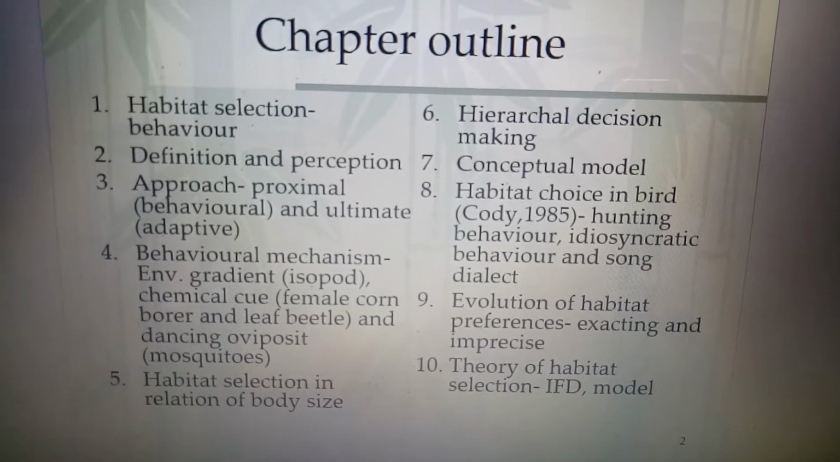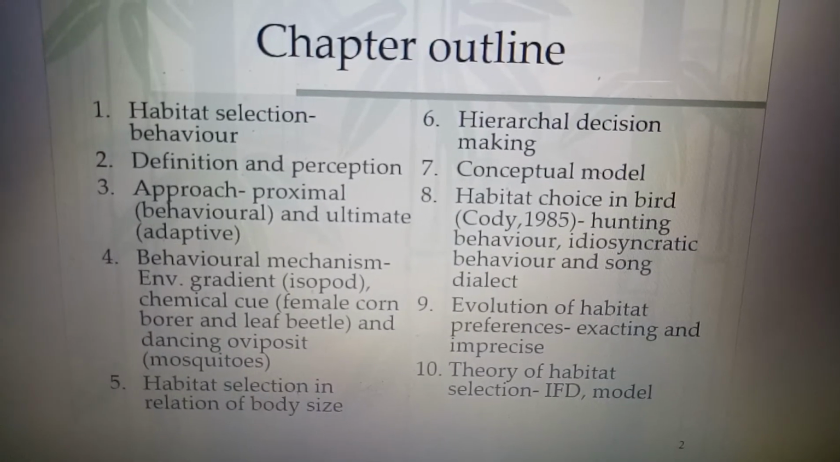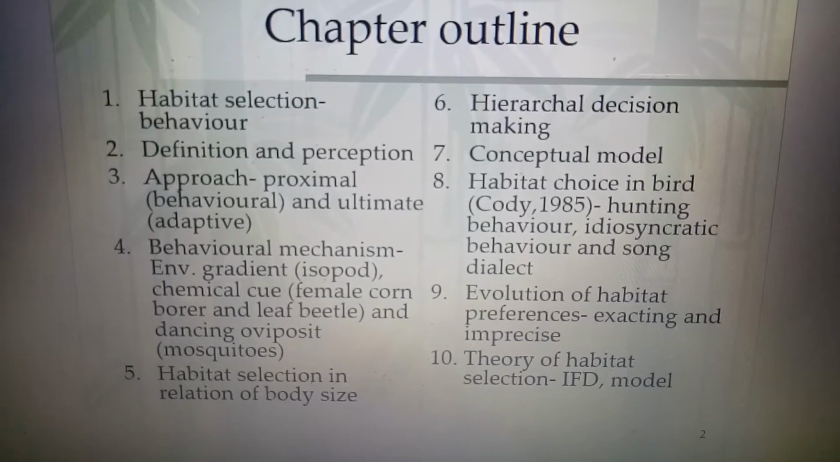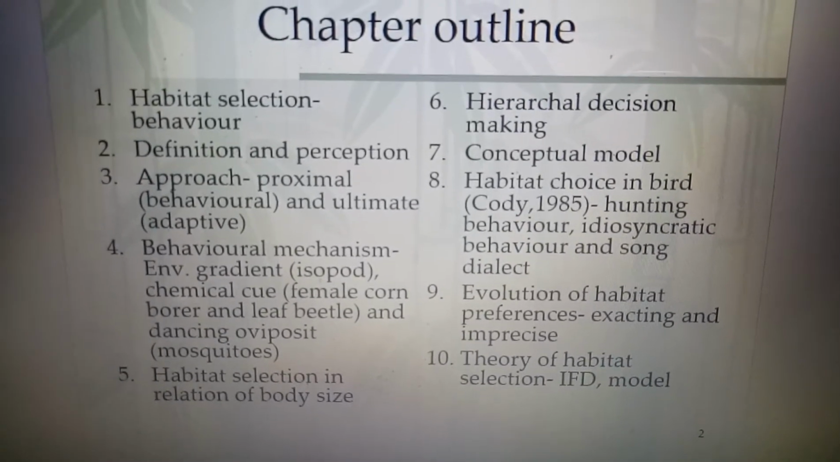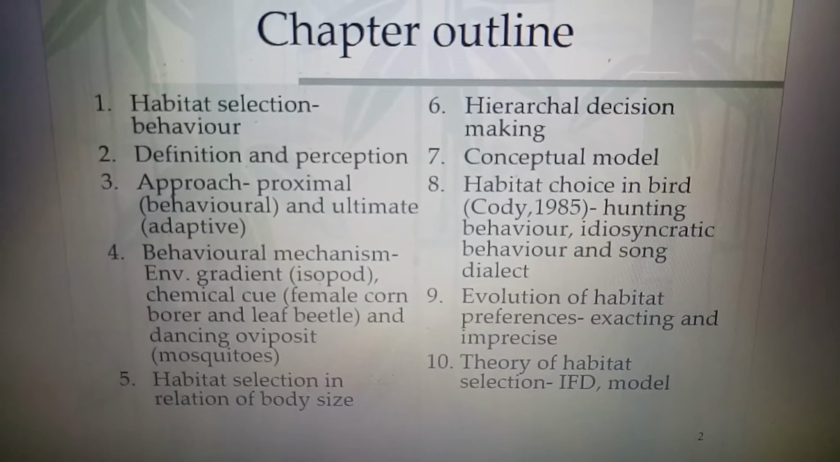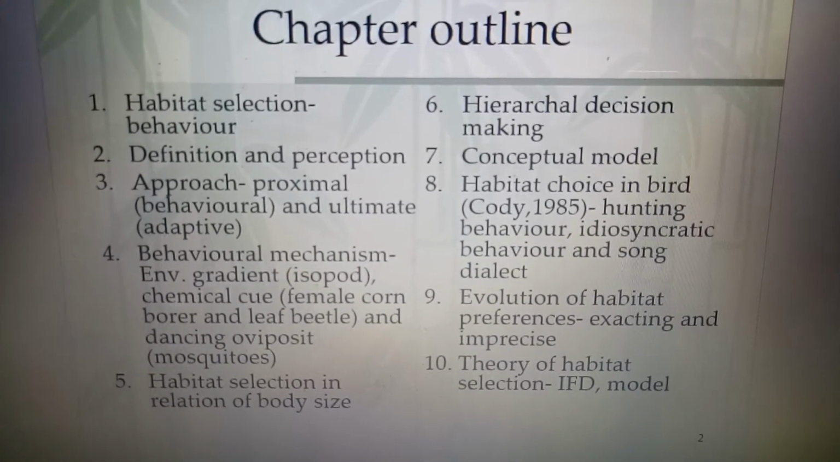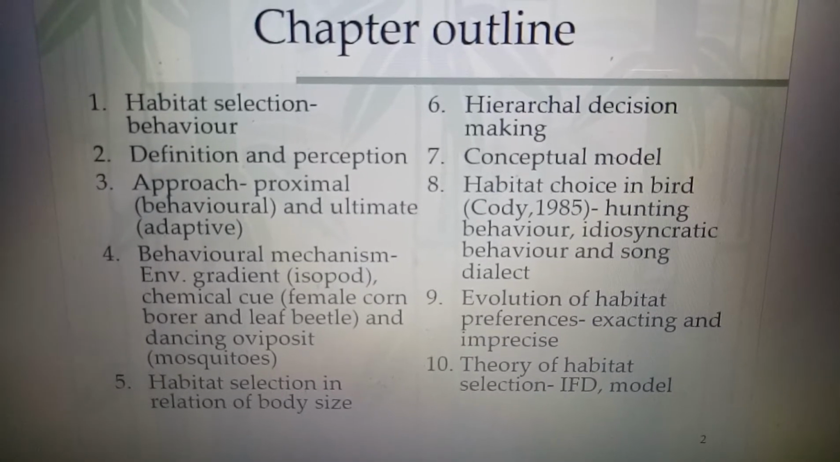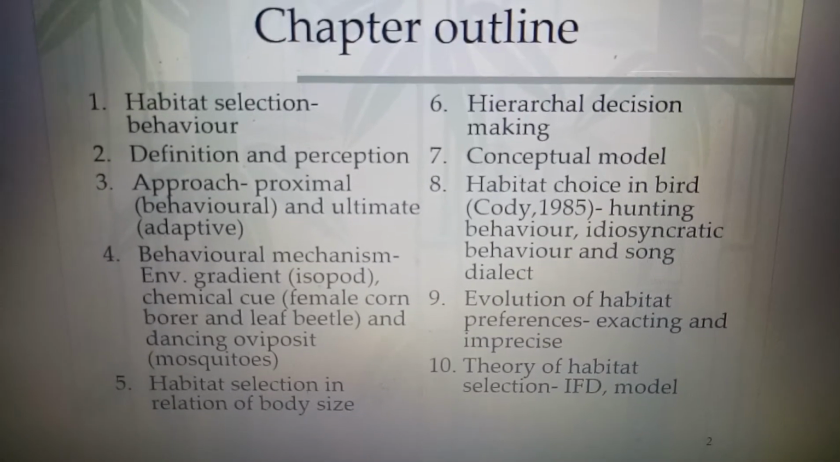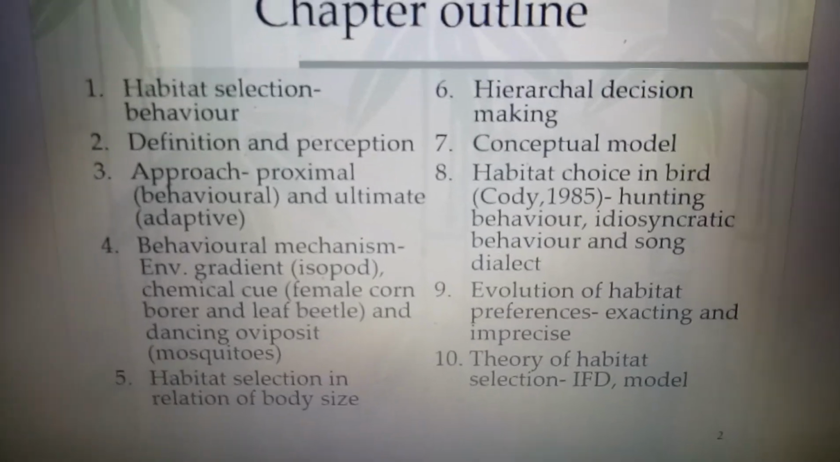Number 5, habitat selection in relation to body size. 6, hierarchical decision making. Number 7, conceptual model. Habitat choice in bird, this is pointing to Cody 1985. Then evolution of habitat preference, and the last one is about theory of habitat selection or RFD model.